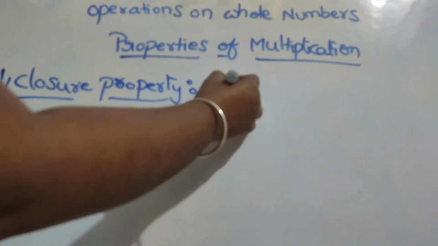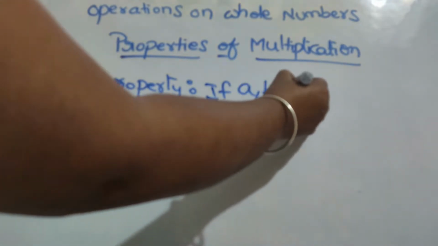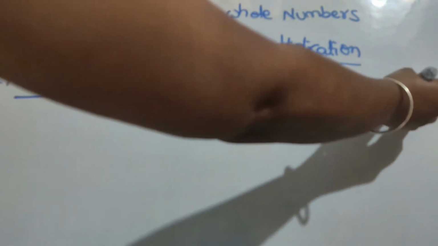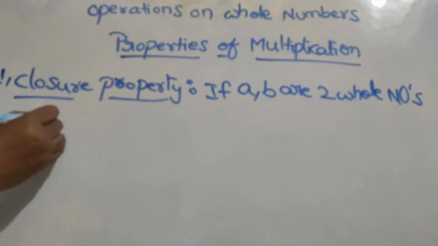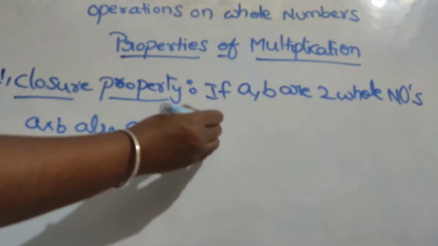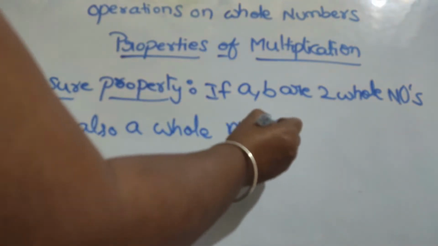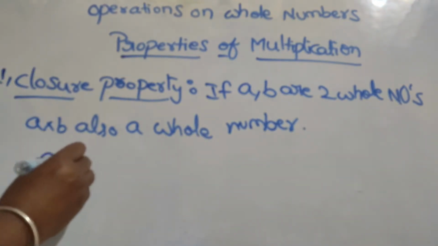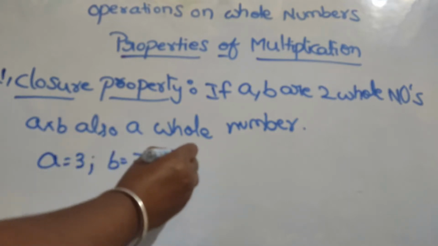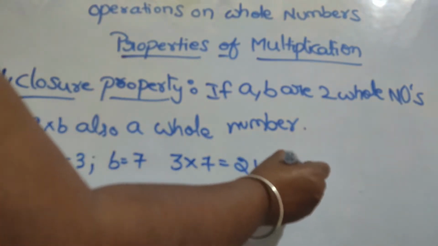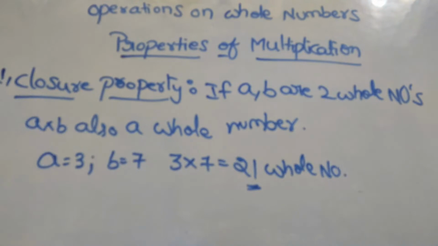If a, b are two whole numbers, a into b is also a whole number. This is the closure property of multiplication. Example, a is equal to 3 and b is equal to 7. 3 into 7, which is a into b, is 21. 21 is also a whole number. So this satisfies the rule. This is the closure property under multiplication.